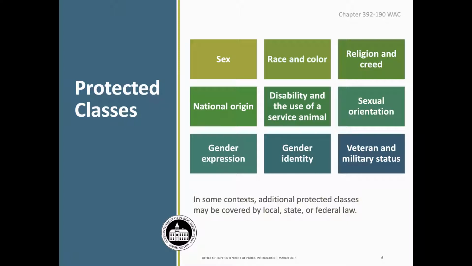and state laws. Protected classes in Washington schools include sex, race and color, religion and creed, national origin, which can include the language that a person speaks, disability and the use of a service animal, sexual orientation, gender expression, gender identity, which includes transgender students and staff, veteran and military status, which generally refers to employment.